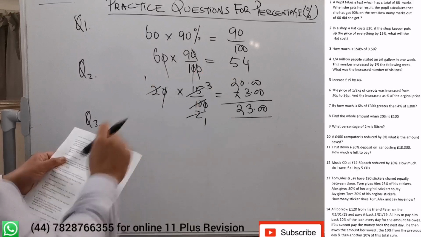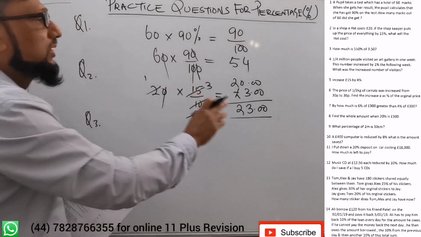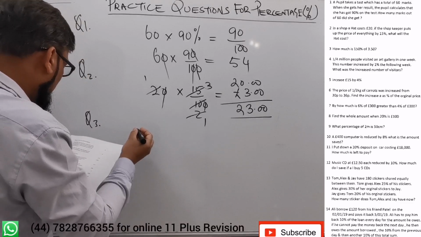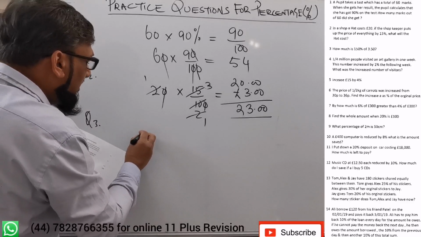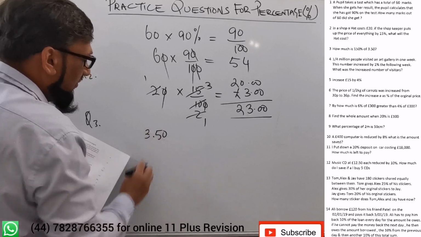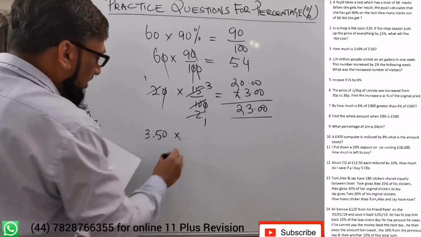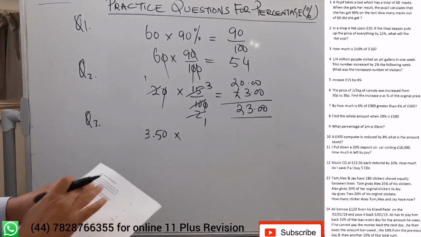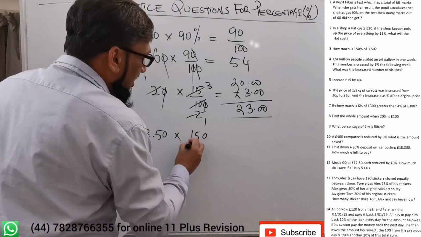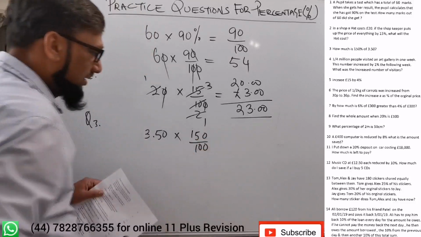So now move to question number 3. How much is 150% of 3 pounds and 50 pence? So very simple. We have 3 pounds and 50 pence, and we need to find 150%, which means 150 over 100.